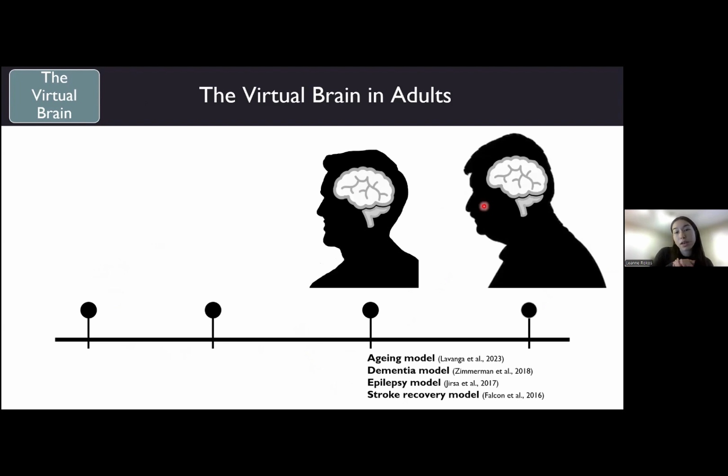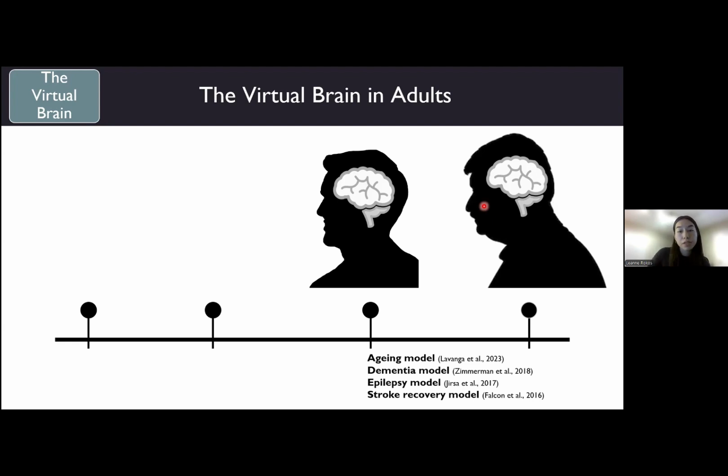As I mentioned, TVB has potential applications to clinical populations. It's been used in adult populations to identify biophysical parameter values that correlate with numerous clinical phenotypes, including determining predictors of cognitive decline relating to Alzheimer's disease, and identifying biomarkers of motor function recovery in stroke patients, as well as modeling seizure propagation patterns in epilepsy patients.